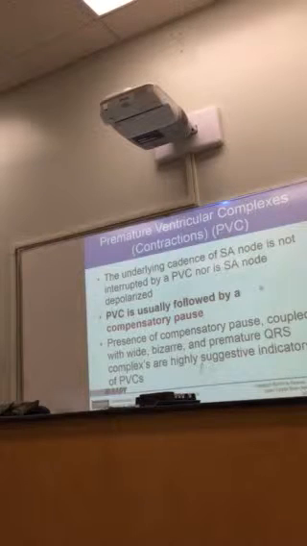So the underlying cadence of the SA node is not interrupted by a PVC, nor is the SA node depolarized. So it's usually followed by a compensatory pause. Presence of a compensatory pause coupled with wide, bizarre, and premature QRS complexes are highly suggestive indicators of PVCs.